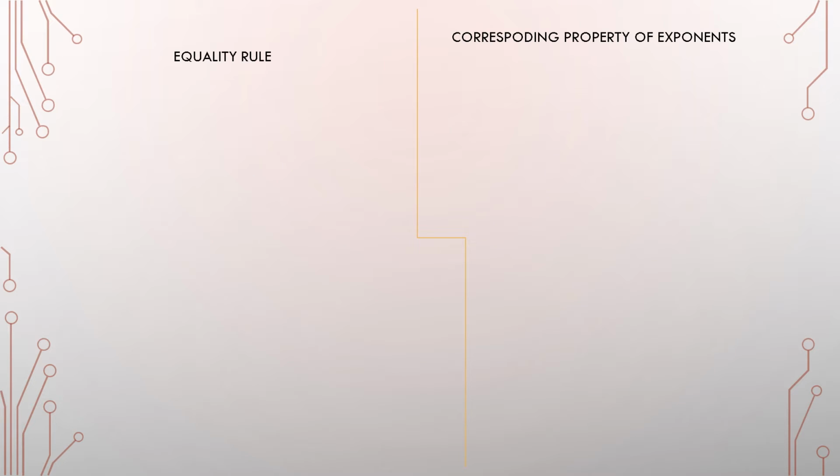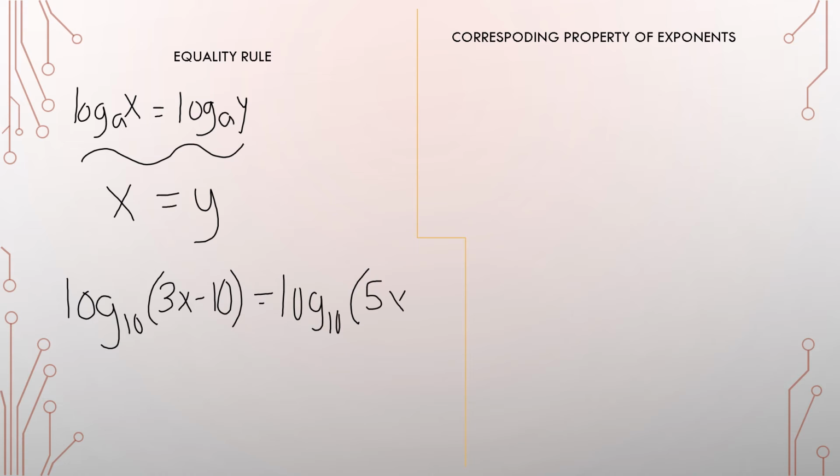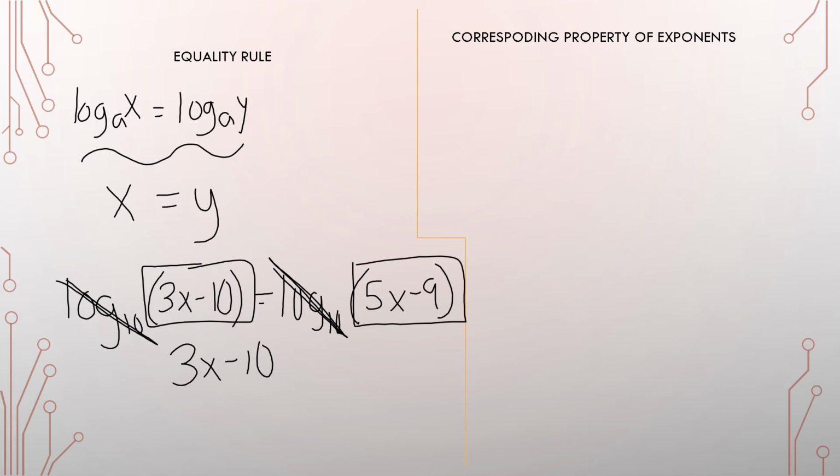And our equality rule states that log with the base a of x is going to equal log with the base a of y, and if this occurs, x is going to be equal to y. This is always helpful when we have equations such as log base 10 of x minus 10 equals log base 10 of 5x minus 9, for example. Then we can cross these parts out and we can set these two parts of the equation equal to each other to solve for our x.